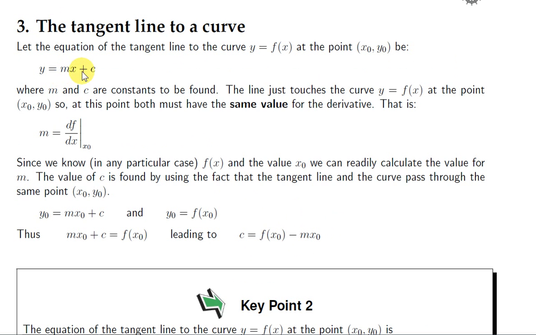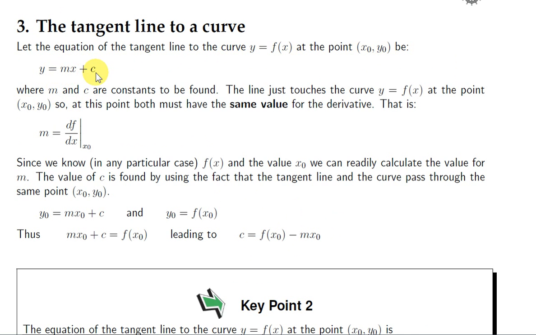Now suppose we want to get the equation of the tangent line to a general curve at a particular point x naught, y naught. So here is the general equation of any straight line, and to determine this line we need the slope of the line and the constant c. Well, the slope of the tangent line is the same as the slope of the curve at the point x naught, y naught.